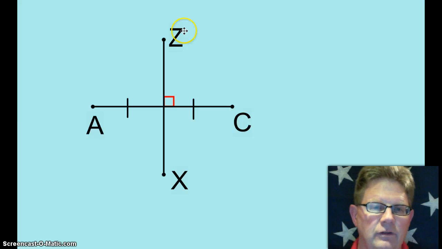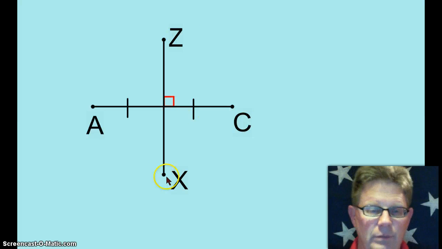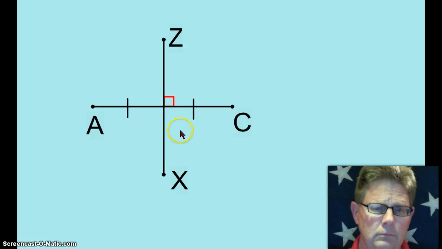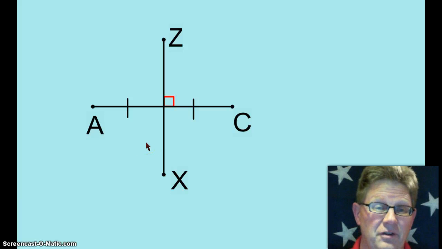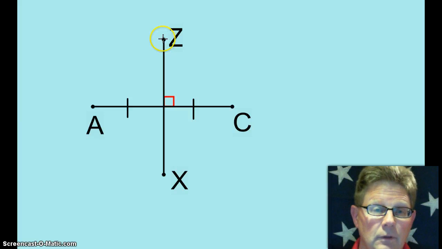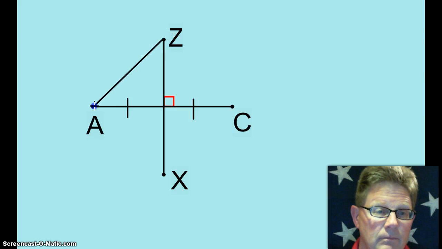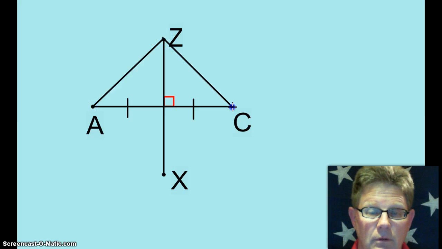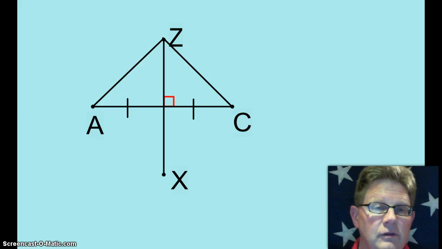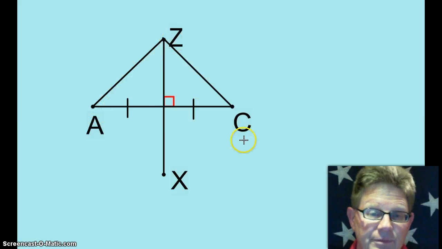Okay, we have segment ZX, could be line ZX as well, perpendicular to and bisecting segment AC. What the perpendicular bisector theorem says is that segment AZ and segment CZ are congruent because Z, since it's on the perpendicular bisector, is equidistant from the endpoints.